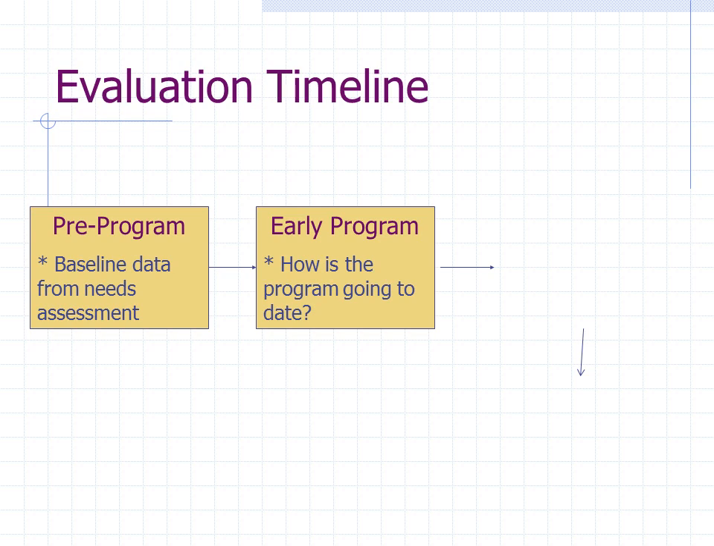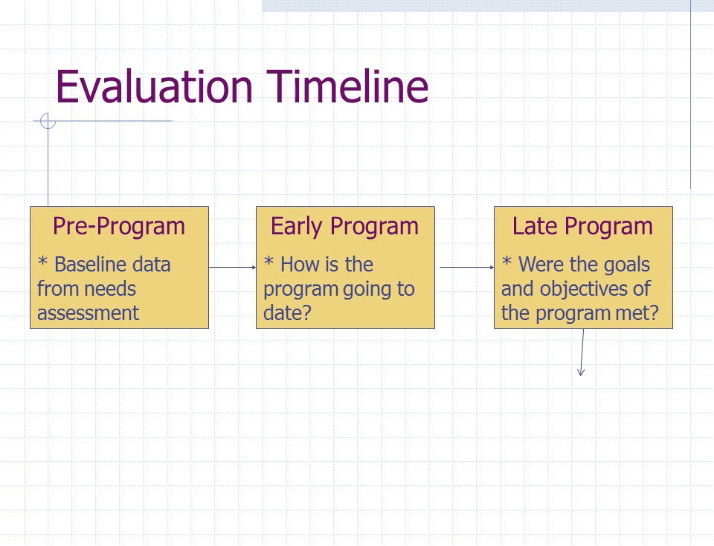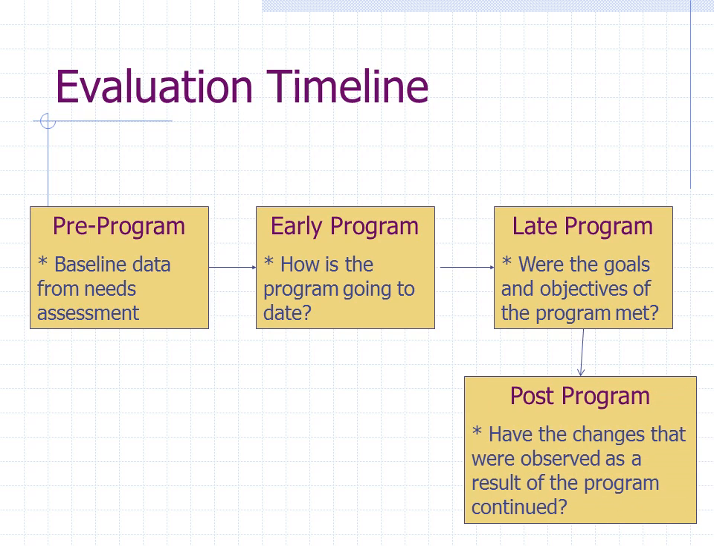Is the time that the program's offered good, or do we need to make some changes, and so on. So we're just trying to determine how things are going and make some changes on the fly if we need to. Late program, we're actually taking a look at our goals and objectives. So were the goals and objectives of the program met? And then I didn't have enough room to continue this on out to the right, so I put it down here at the bottom, but this is a linear thing.